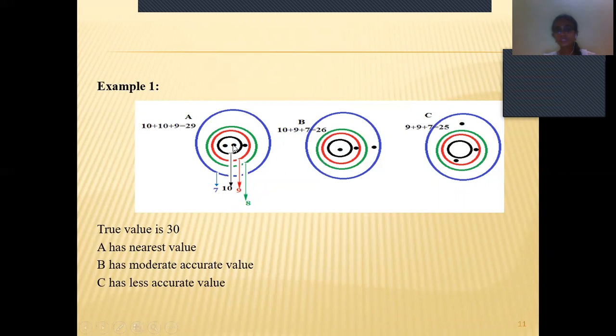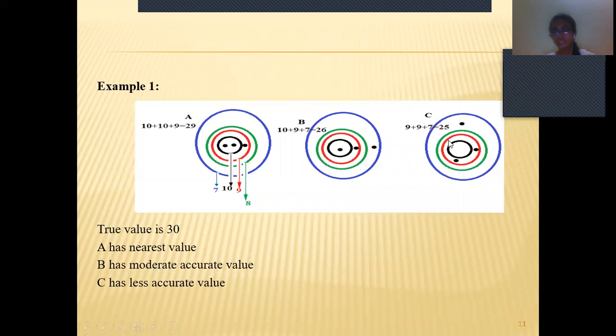See here, 10 plus 10 plus 9. How many points did he get? 29. And person B has shot one arrow in the black color, that is 10 points, one in the red color, that is 9 points, and another in the blue color, that is 7 points. So in total, 10, 9, and 7, 26 points he got.